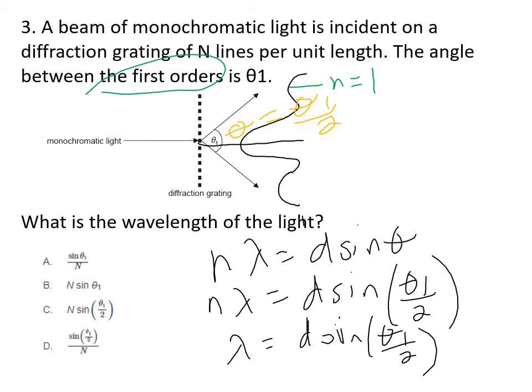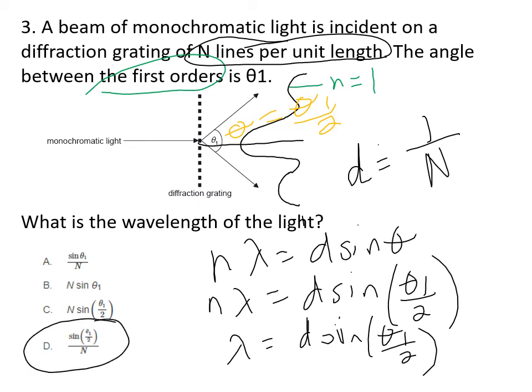So diffraction gratings are typically labeled with N lines per unit length. So to get the little d value, to find out what the spacing is between those slits, d would be the unit length divided by the N number of lines. So you take this number and you invert it. So it's 1 over capital N. In that case, the only choice then, choice D.